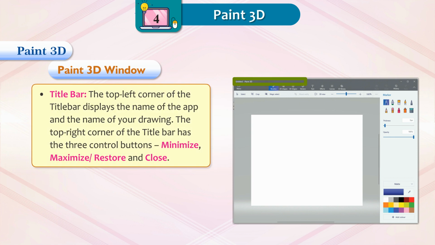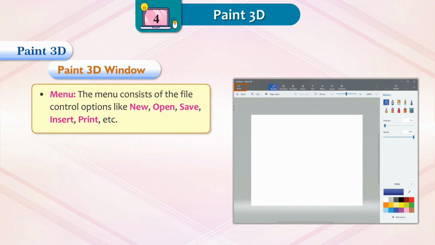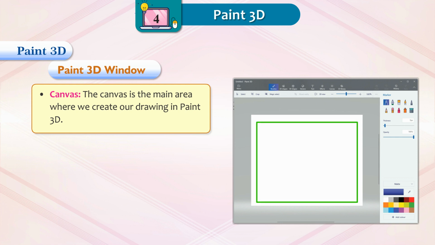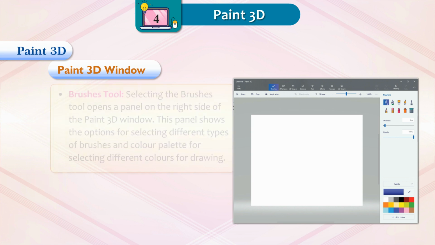The top left corner of the title bar displays the name of the app and the name of your drawing. The top right corner of the title bar has the three control buttons: Minimize, Maximize or Restore, and Close. Menu. The menu consists of the file control options like New, Open, Save, Insert, Print, etc. Canvas. The canvas is the main area where we create our drawing in Paint 3D.